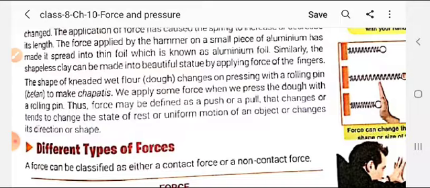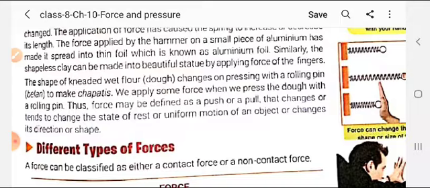Now, student, the shape of kneaded wet flour that is tough changes on pressing with a rolling pin. That is called the belan. To make it a chapati, you change the shape of that. We apply some force when we press the dough with a belan, the rolling pin.